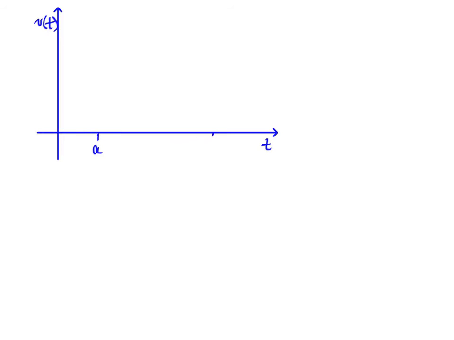Well, a constant function is a horizontal line. So if I'm going a constant rate, then the graph of my velocity function is a horizontal line. Let's say we want the distance traveled between time t equals a and time t equals b. What do we have to do? Well, we're going to multiply rate times time. Distance equals rate times time.